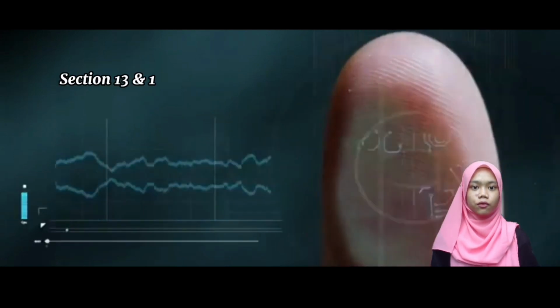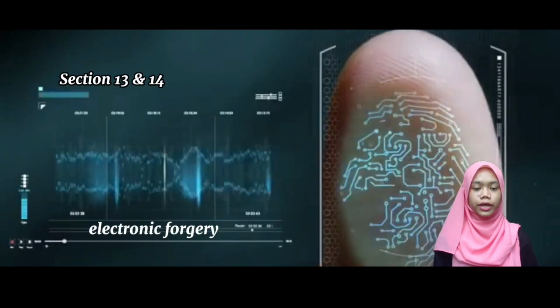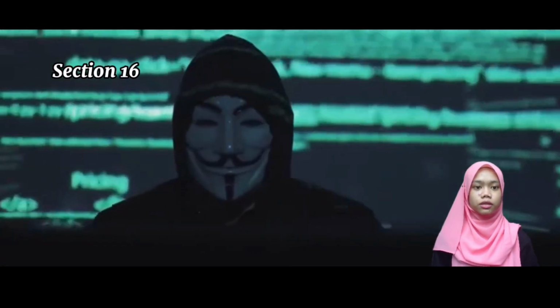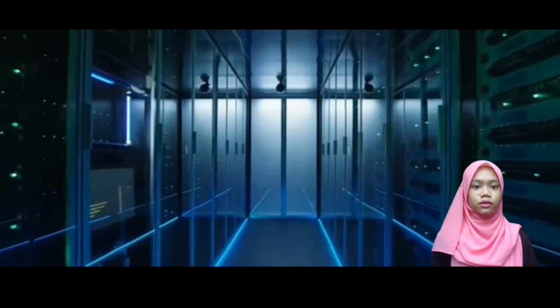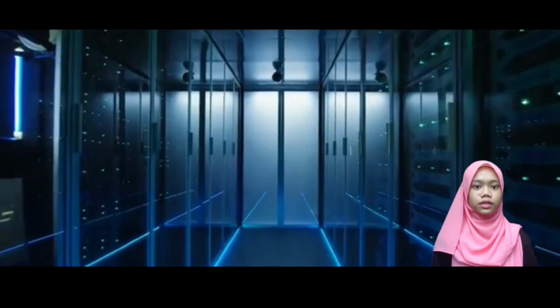Meanwhile, Sections 13 and 14 concern electronic forgery and electronic fraud. And lastly, Section 16 concerns identity theft. Each offence under the Act carries its own set of consequences and punishments.